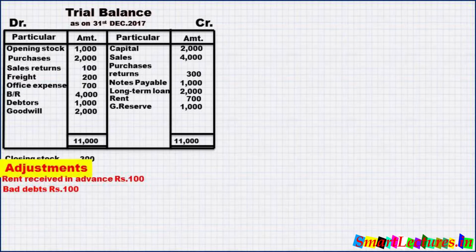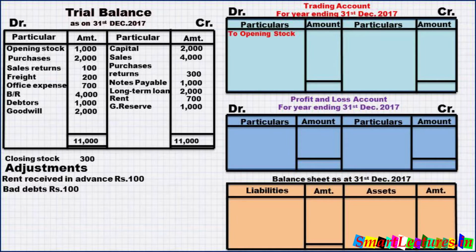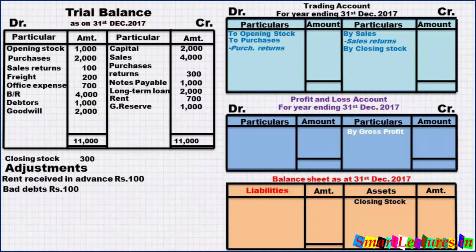These are the adjustments. So first of all, let's make the formats of trading account, profit and loss account and balance sheet. On the trading account, it's already there: to opening stock, to purchases minus returns, and on the credit side, by sales minus returns and by closing stock. And in the profit and loss account, by gross profit. In the balance sheet, asset side, closing stock, and on the liability side, capital plus net profit minus drawings.